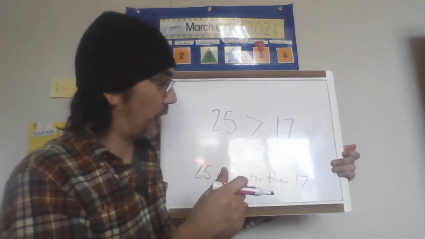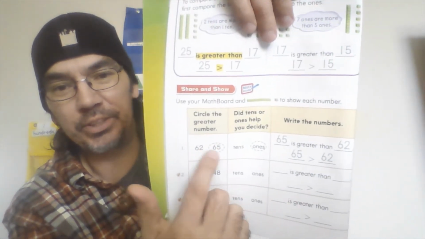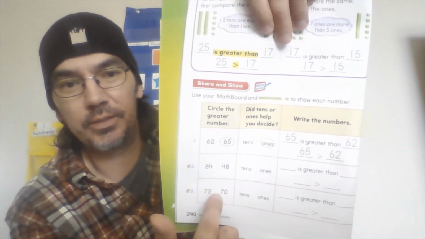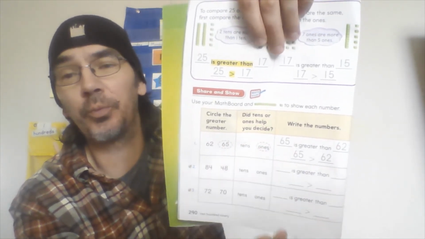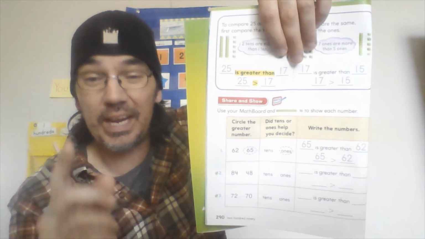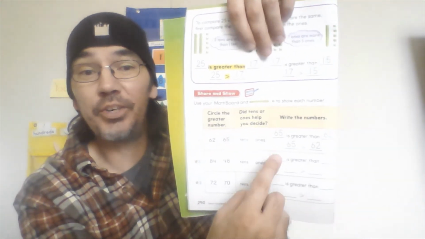So what we're going to do today in our workbook, we have here on page 290. See, we're comparing 25 and 17, is greater than, and we have the symbol is greater than. Here's another example of it. Here, you're going to compare these numbers. You're going to circle the greater one on all of these. Then you're going to tell me, what did you use? What helped you figure it out? The tens or the ones? Remember, you start with the tens. If they're the same, then you move to the ones. Then you're going to write them here.